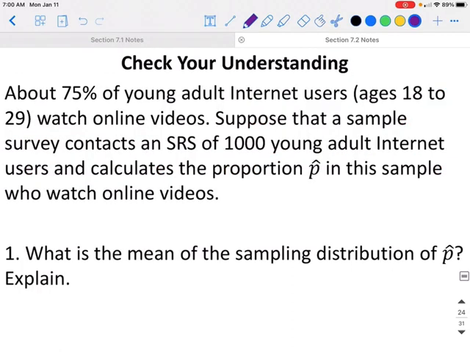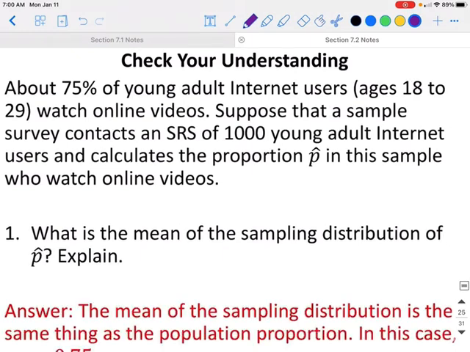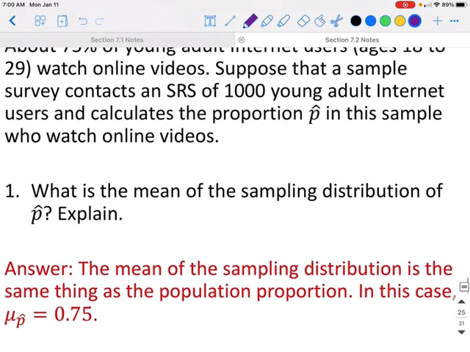So let's check our understanding. About 75% of young adult internet users age 18 to 29 watch online videos. Suppose that a sample survey contacts a simple random sample of 1,000 young adult internet users and calculates the proportion p hat in the sample who watched online videos. What is the mean of the sampling distribution of p hat? So if the population proportion is 75%, then the mean of our sampling distribution of p hat will also be 75%. The mean of the sampling distribution is the same as the population proportion.